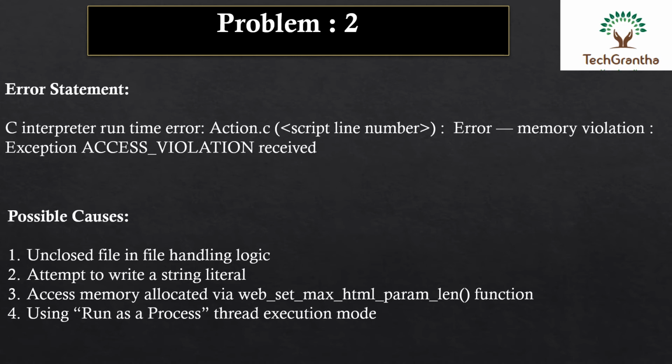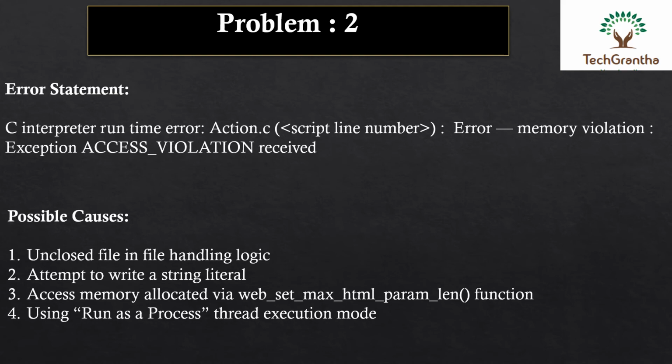Sometimes web_max_param_length is required for more than 5 integer digits, but whenever we record it, we give only 1024, which is 4 digits. At that time it will also show the memory violation. And whenever you are doing the execution, if it is running as a process, as I told you, running as a process consumes so much memory that it will also come as a memory violation.